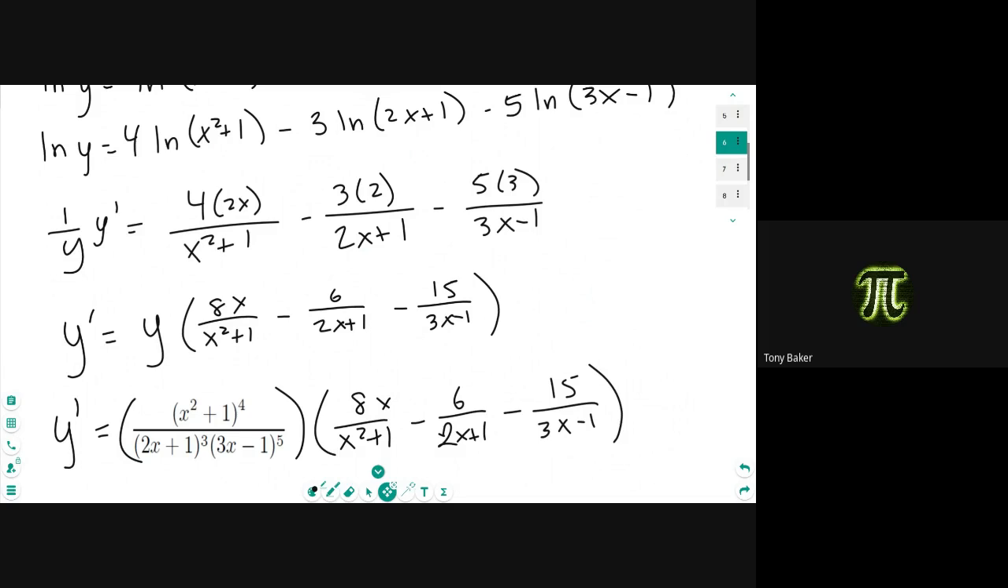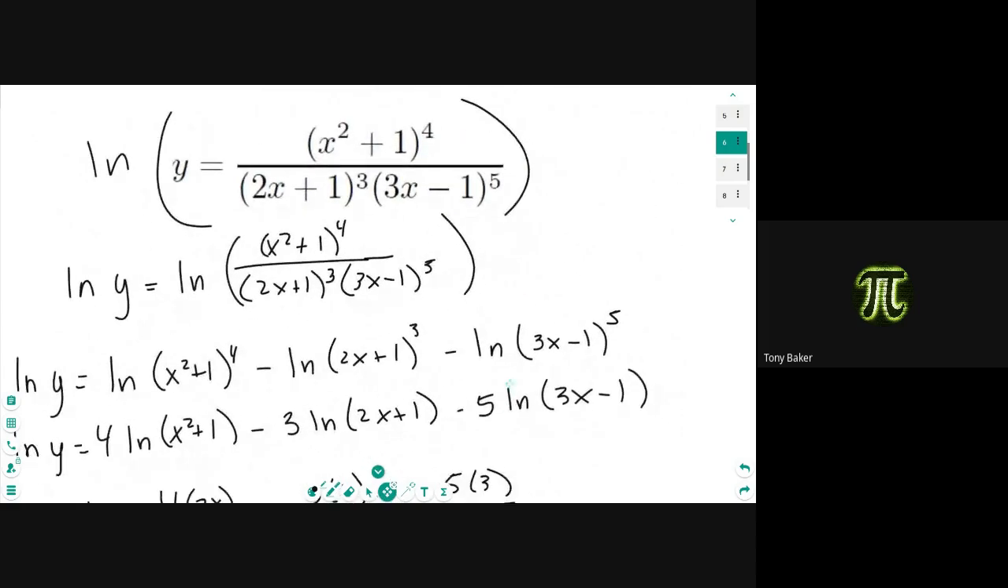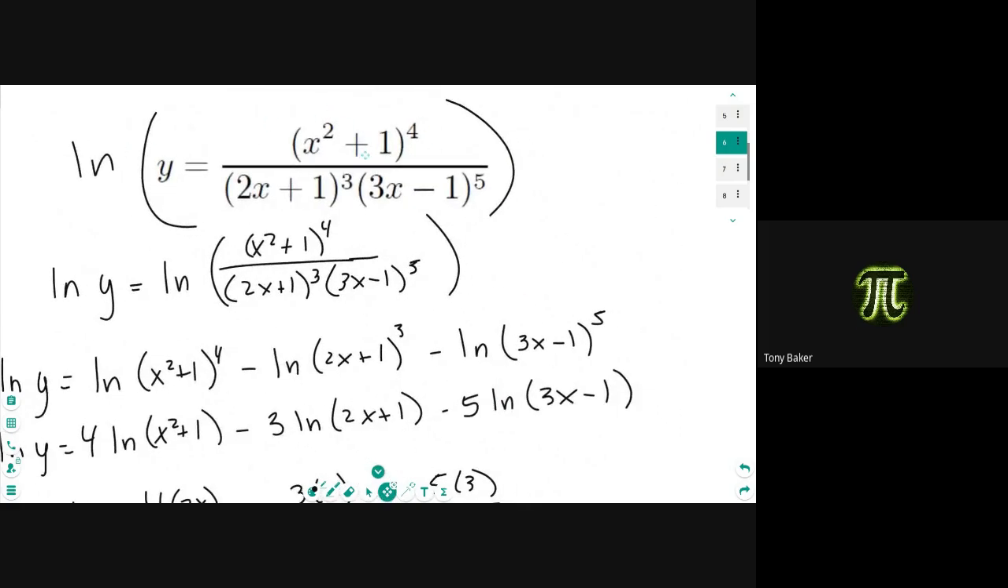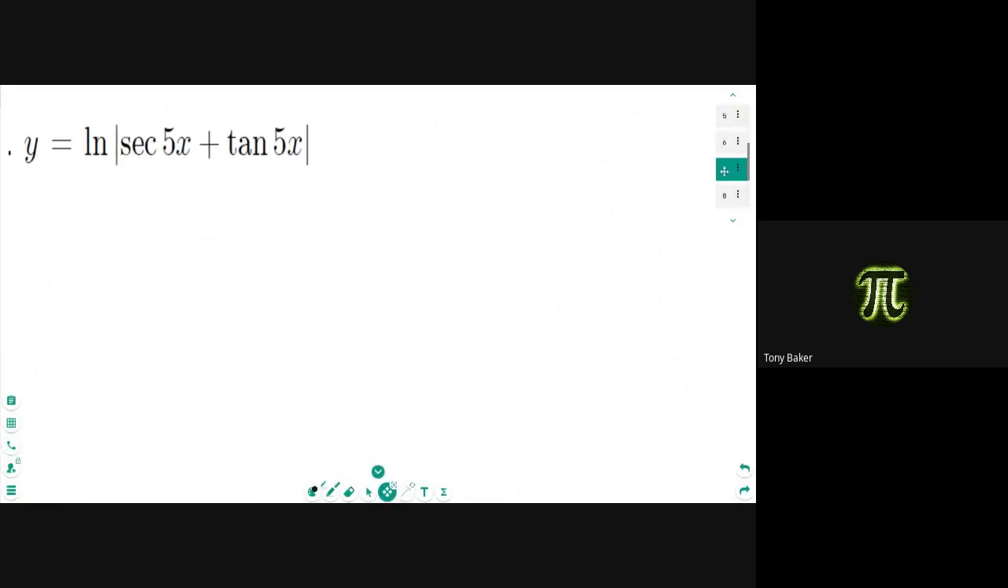Okay. The key with this one, though, is I wanted you to recognize that using LNs can save you the hassle of doing that whole quotient rule and everything else, which would save you time. All right, try this one.